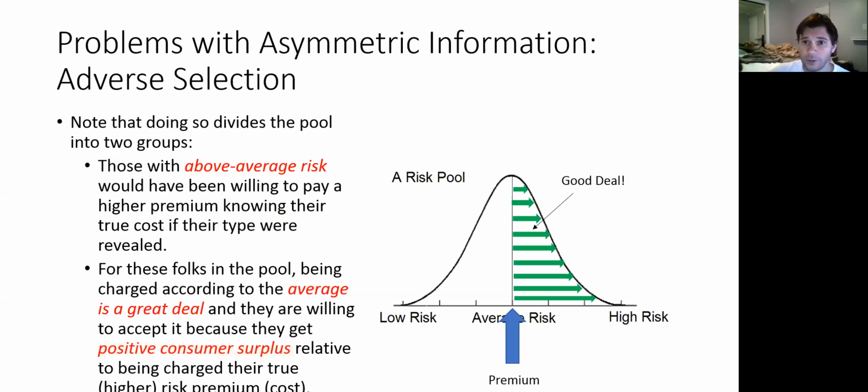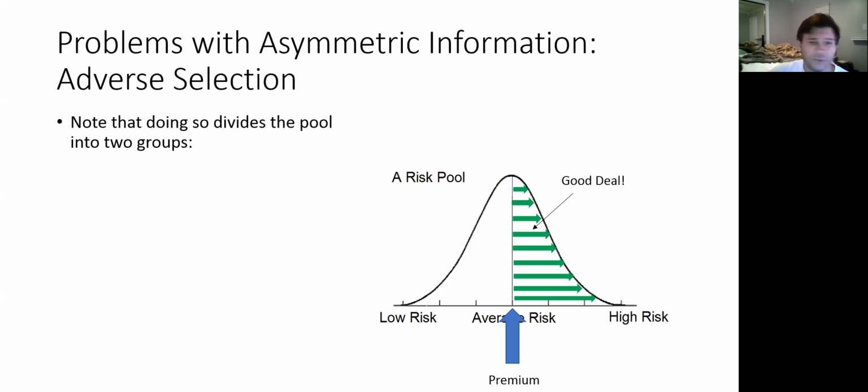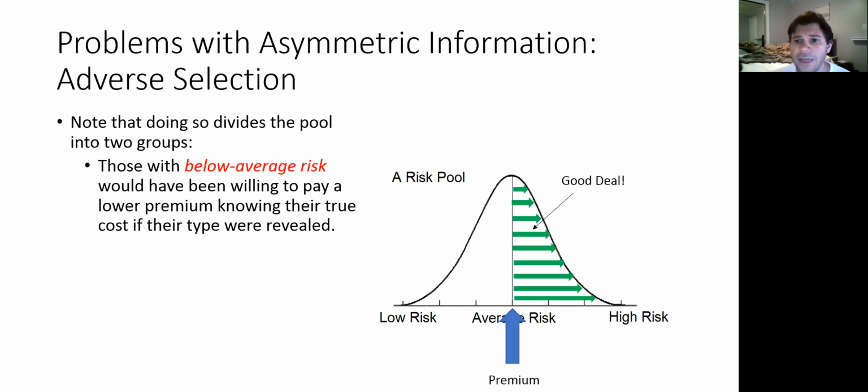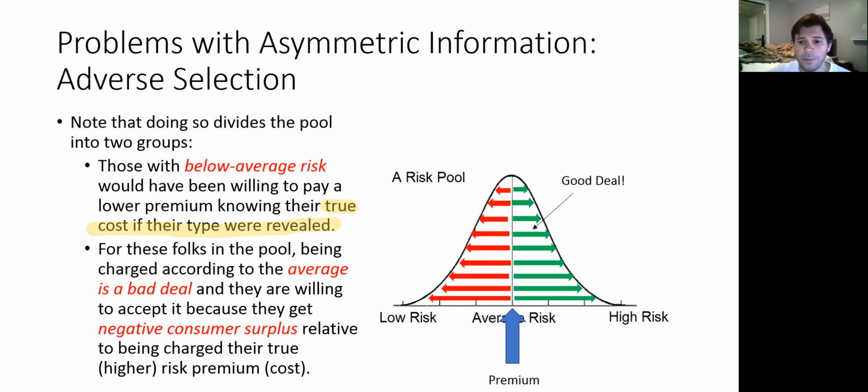Conversely, and hopefully you see where I'm going with this, the other group of folks involves those in the left half of this picture. Okay, and those are individuals with below average risk that would have been willing to pay a much lower premium if, again, their true cost or their true risk type were actually revealed to the insurer. Okay, so their willingness to pay is much lower. And if we try to charge them a higher amount than that, if they're in that category there on the left, then being charged the average, that average is being pulled up by higher risk individuals that are less healthy in your risk pool.